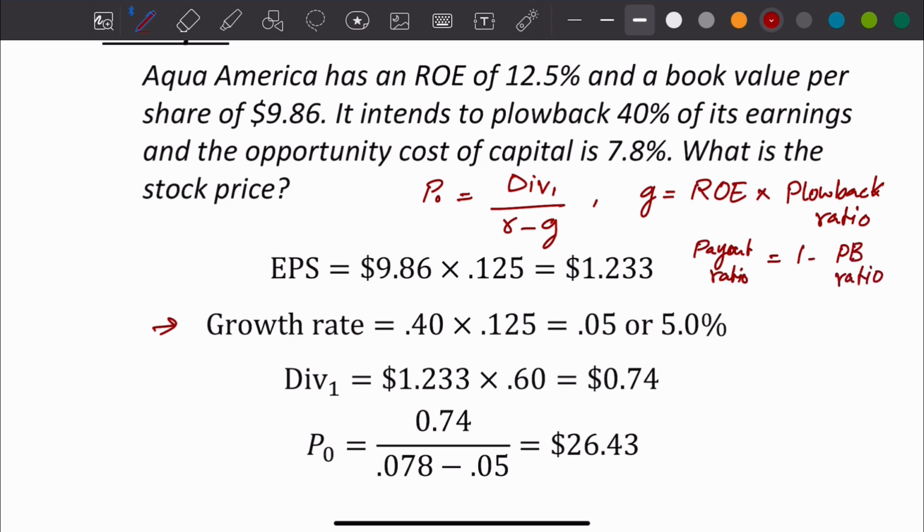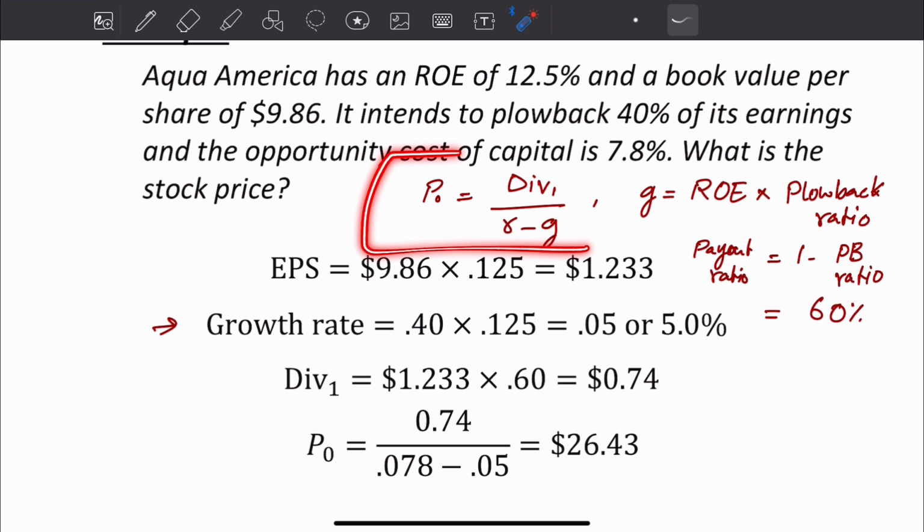Okay, so since we know that the plowback ratio is 40%, then the payout ratio is going to be how much? 60%. Okay, so we found G, and we found the earnings per share, the book value per share multiplied by the return on equity. That gives us an earnings per share of $1.23 approximately. We take that $1.23 and we multiply it by 60% to figure out how much of those earnings per share are actually going to be paid out to the investors in the form of dividends. So we get 74 cents.